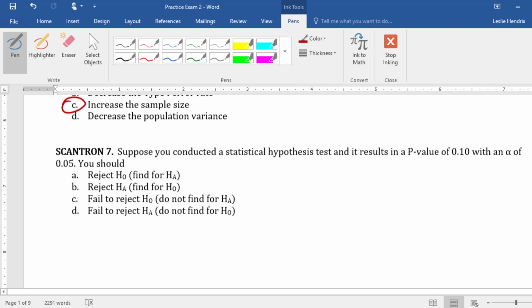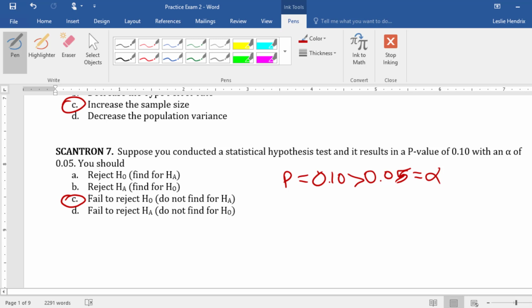All right, suppose you've conducted a statistical hypothesis test and it results in a p-value of 0.1 and your alpha is 0.05. What should you do? Well, the p-value here is 0.1, which is bigger than your alpha level, right? The p is not low, so the null does not go. So we're going to fail to reject the null hypothesis. Do not find for the alternative.